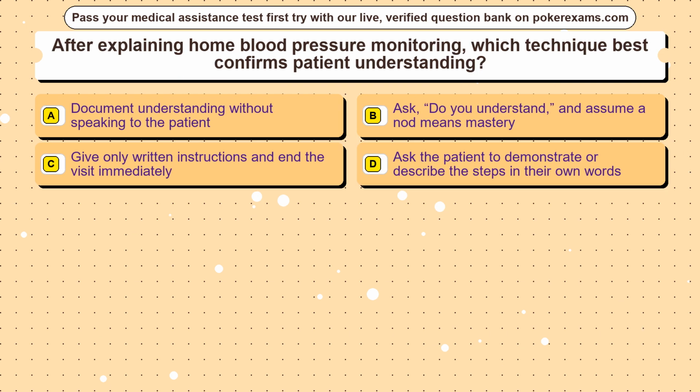Question 36. After explaining home blood pressure monitoring, which technique best confirms patient understanding? Option A, document understanding without speaking to the patient. Option B, ask, do you understand, and assume a nod means mastery. Option C, give only written instructions and end the visit immediately. Option D, ask the patient to demonstrate or describe the steps in their own words.